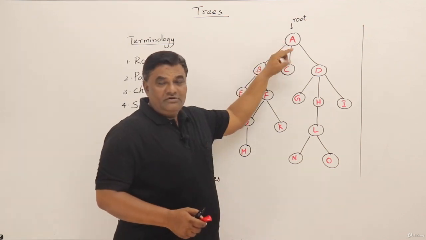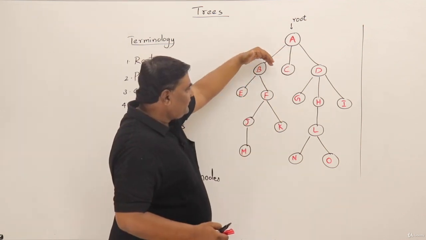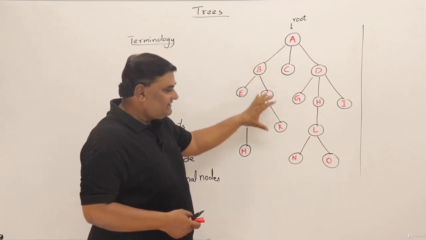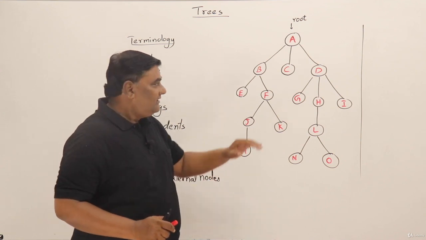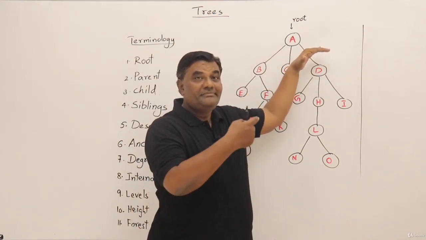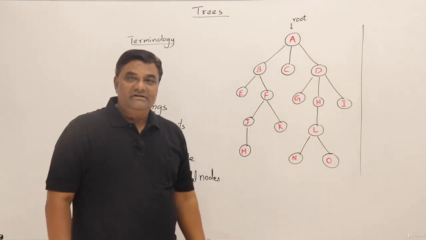This is a root node for the tree. And if I look at only this portion, all the nodes below B, then this is a subtree. D and all the descendants of D, all the nodes below D is a subtree.